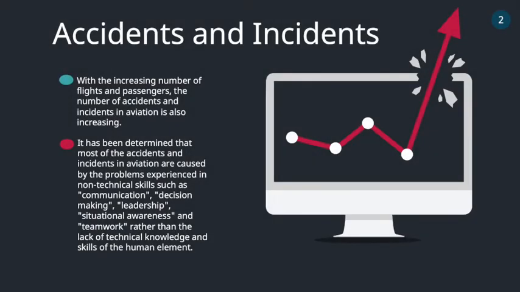Before talking about CRM, I should explain why we have this term. With the increasing number of flights and passengers, the number of accidents and incidents in aviation is also increasing. It has been determined that most of the accidents and incidents in aviation are caused by the problems experienced in non-technical skills, rather than the lack of technical knowledge.